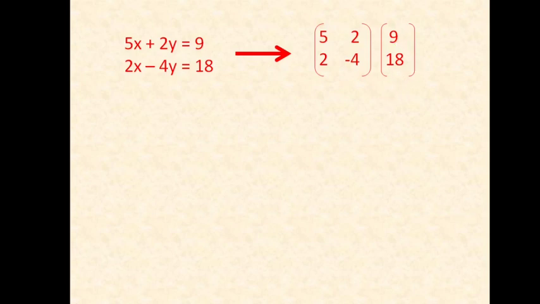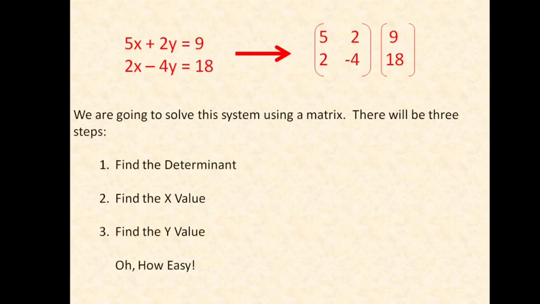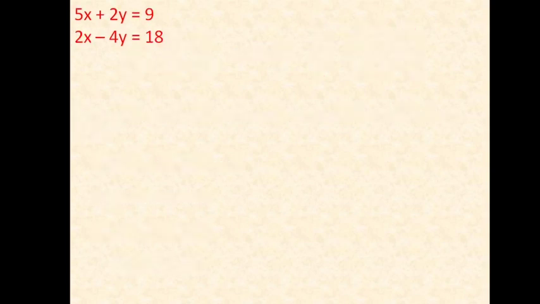After arranging the coefficients in these two matrices, we need to follow three steps to find our final answer. Now the first step, find the determinant. Second, find the value of x, and at the end we will find the value of y. That is all about Cramer's rule. Now let us see how we will find the determinant.